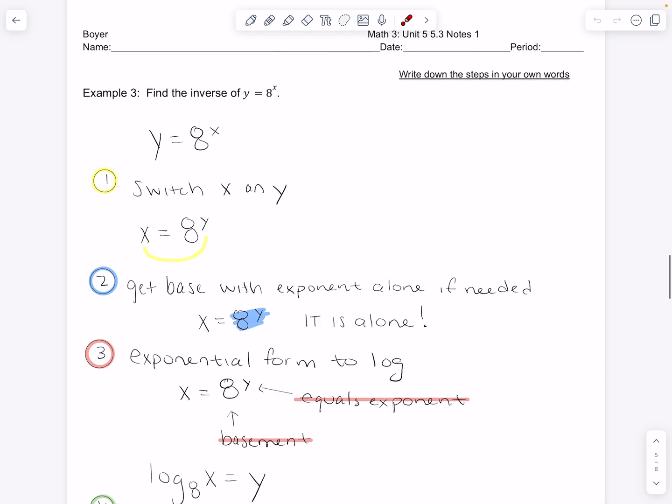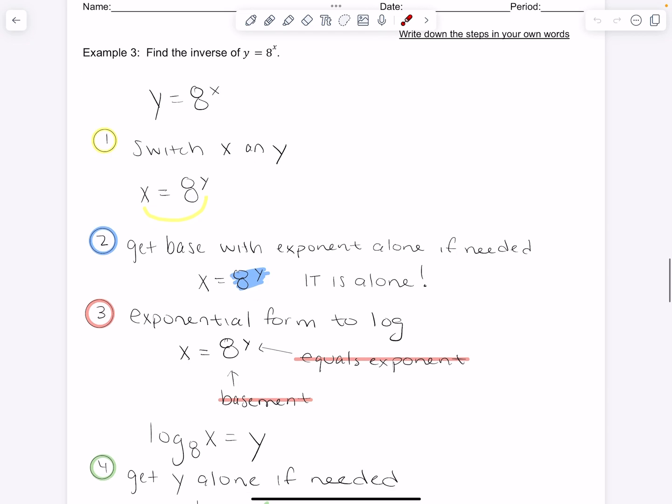Okay, example 3. Now I'm going to find the inverse of this exponential, y equals 8 to the x. So I start with y equals 8 to the x. I have the same step 1. I'm going to switch my x and y. So I switch my x and y, and it becomes x equals 8 to the y.